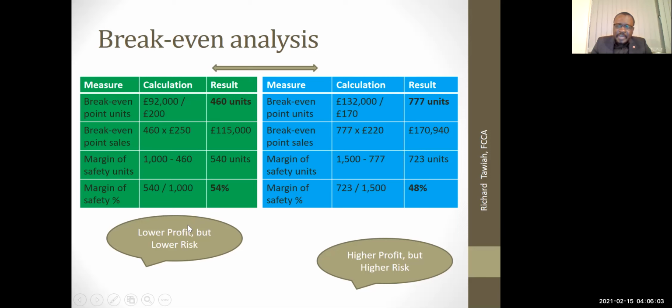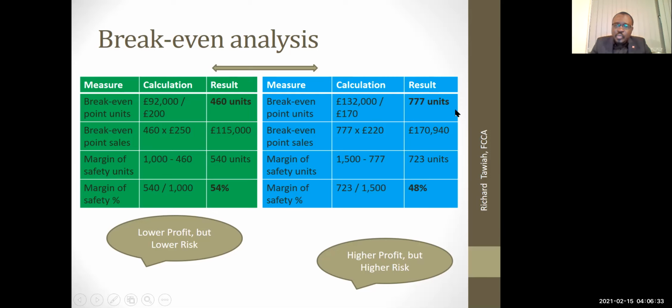Lower profit, we made 108,000, but we look at the risk component. With the proposal which has been made, total fixed cost is 132,000 divided by the contribution per unit, which is 170. It means we need to sell 777 units in order to break even. Now multiply by the reduced selling price of 220, we get 170,940.